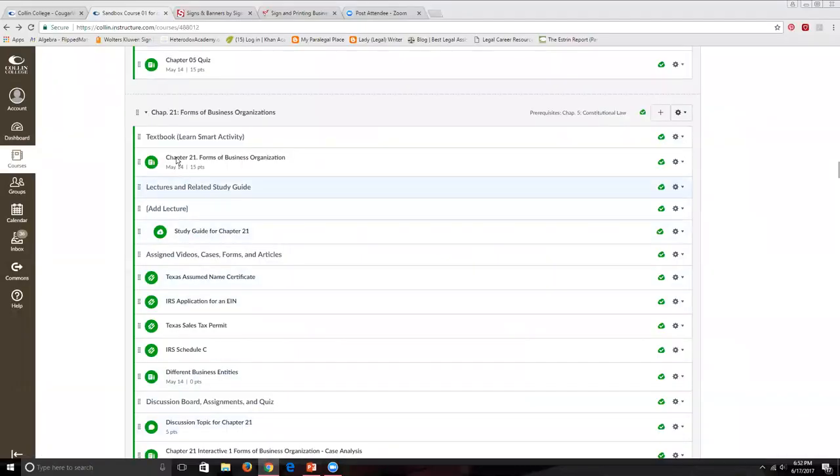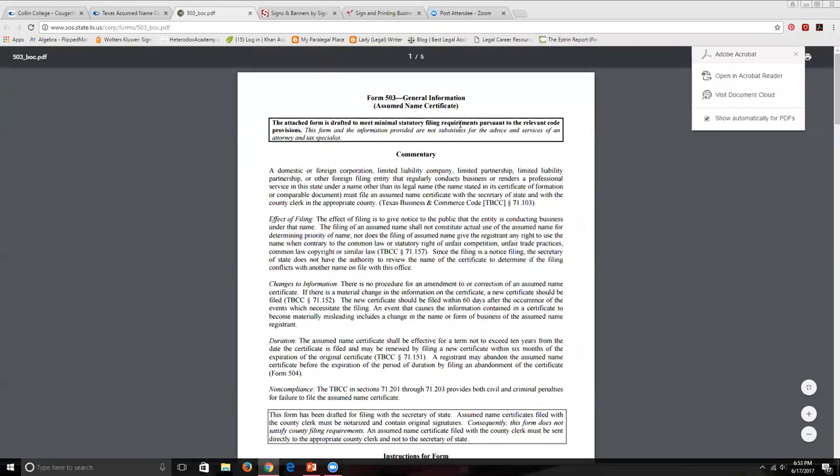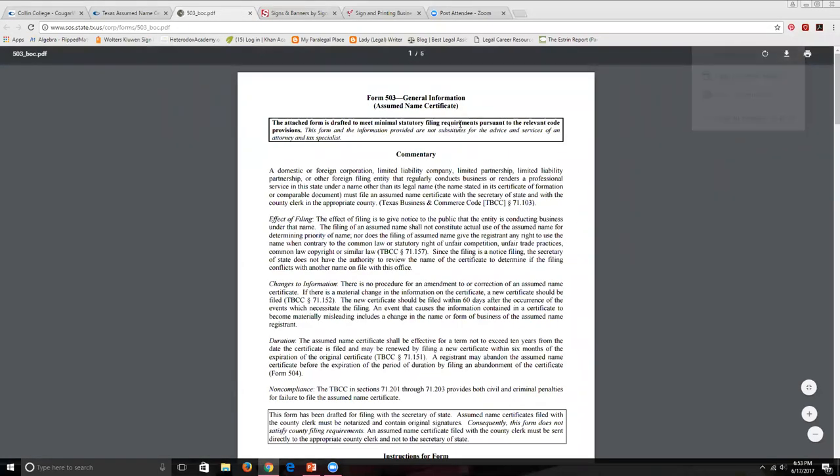You'll find those right over here. We are in our Canvas for Chapter 21, and we have four examples of these types of forms that we need. The first is the Texas Assumed Name Certificate. Now, technically, this isn't a required document. This applies when you want to run your business under a name that is not your legal business name.